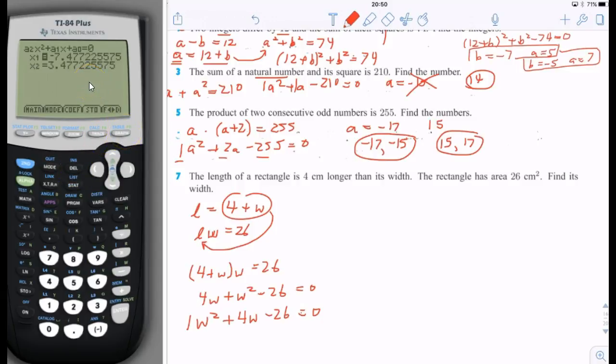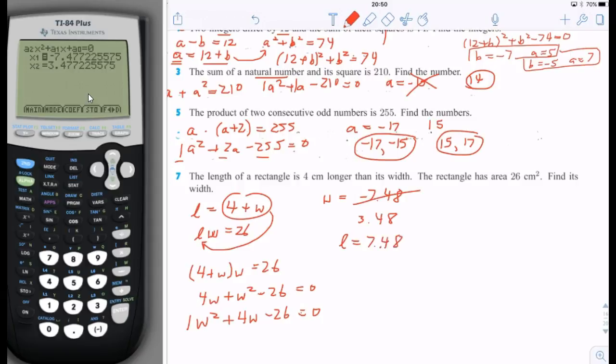And those are awful numbers. So we got w equals negative 7.48, and we also have it equal to 3.48. Okay, so can the length of a rectangle be negative? No, it can't, so that's not a solution. So the width would be 3.48, and the length would be 4 plus 3.48, 7.48.